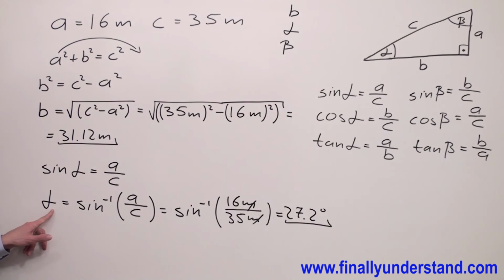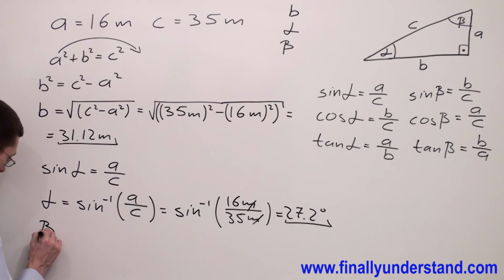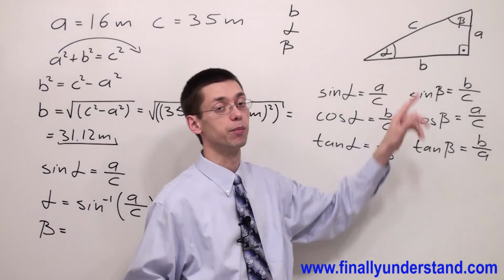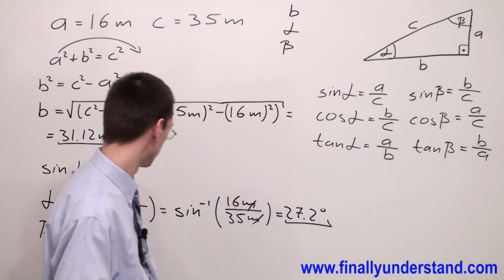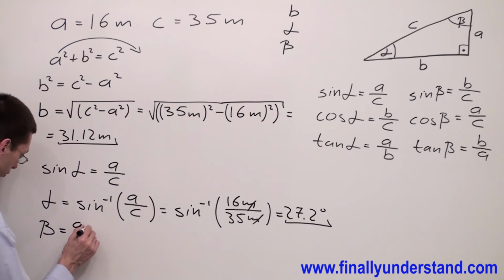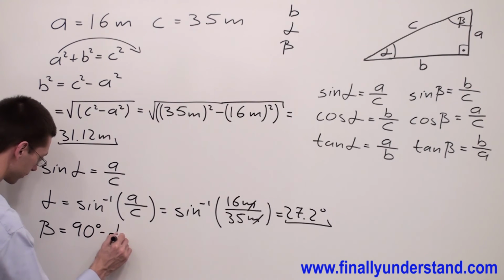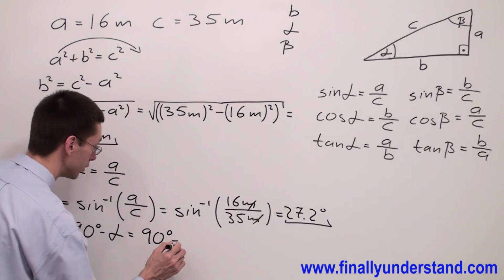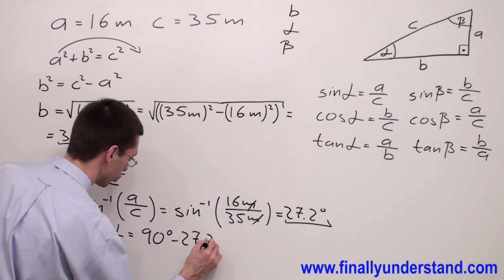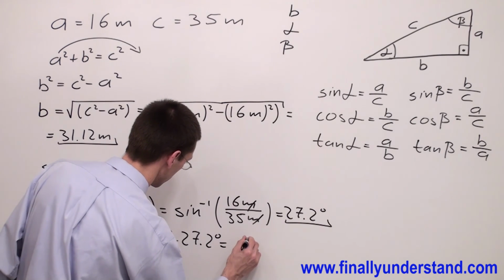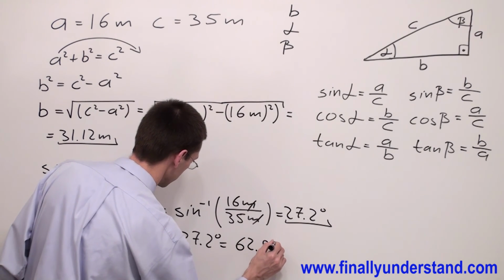This is my value of angle alpha. Next, if you want to find angle beta, you're supposed to remember that the sum of angle alpha and beta is equal to 90 degrees. So if you want to find beta, you're supposed to simply subtract angle alpha from 90 degrees. And we have 90 degrees minus 27.2 degrees. This is equal to 62.8 degrees.